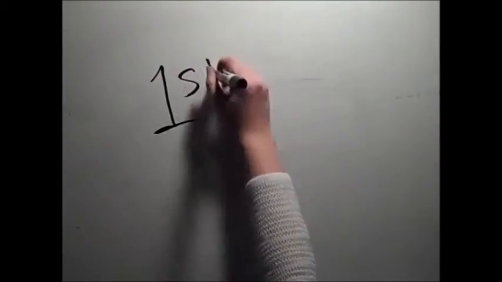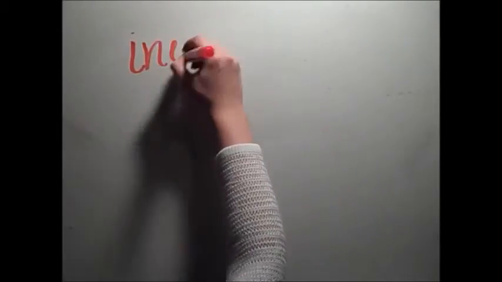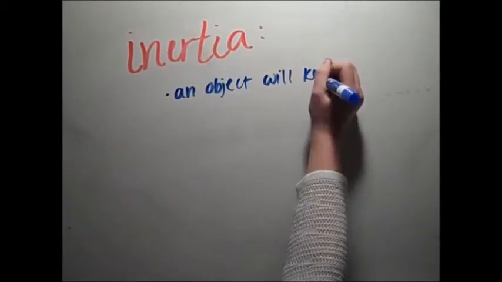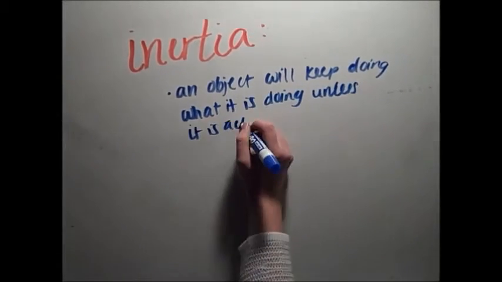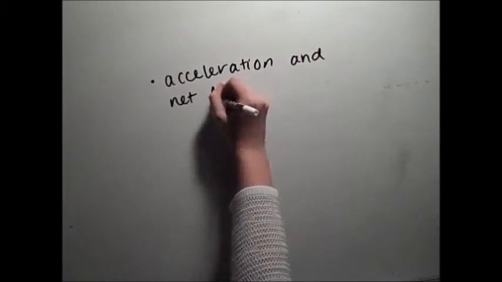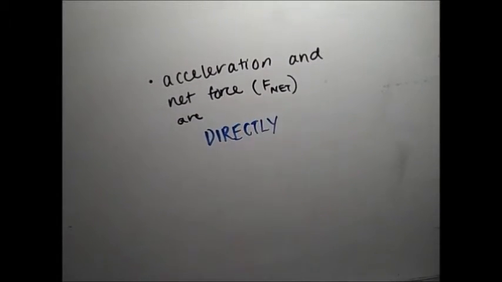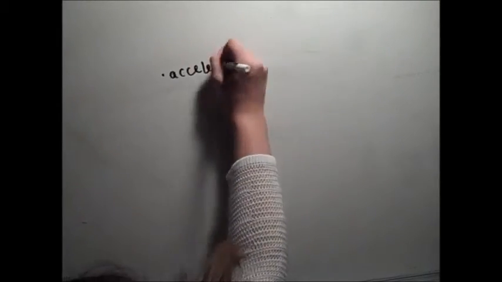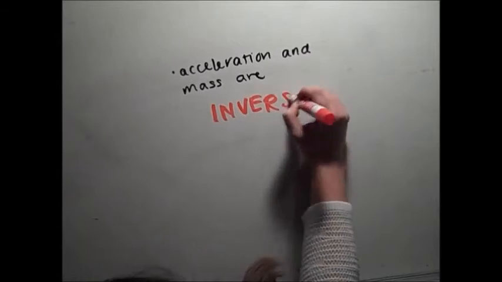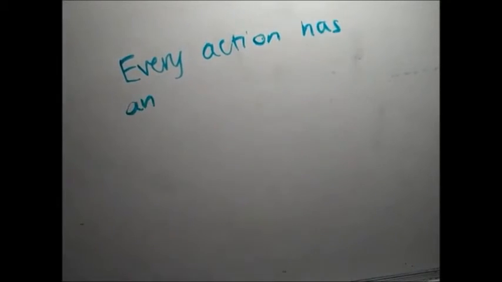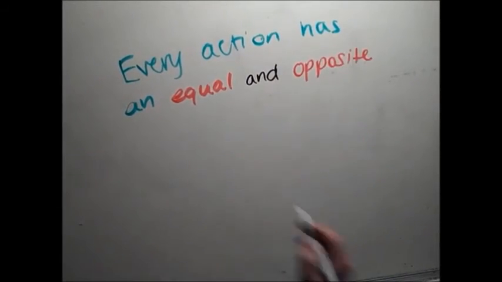To recap, Newton's first law states that anything in motion will stay in motion and anything at rest will stay at rest. Newton's second law states that the net force and acceleration of an object are directly related to each other, while the object's acceleration and mass are inversely related to each other. And the third law is, for every action there is an equal and opposite reaction.